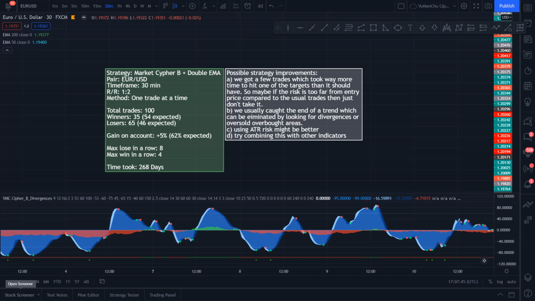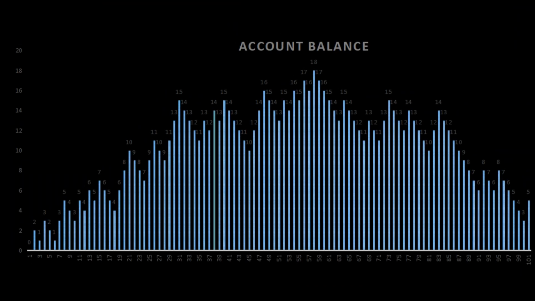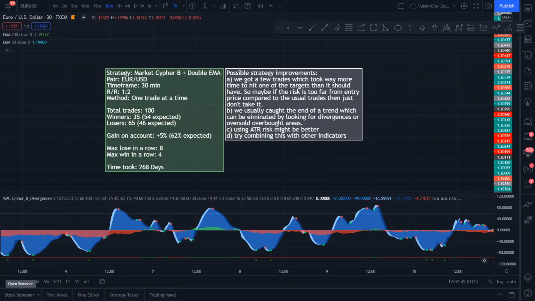Now let's see the account balance curve to get a clearer picture. Here you can see a chart which follows the account balance growth for this strategy. I can say that I don't see this kind of curve very often, and it doesn't look good to me. To sum up, I don't think it's a reliable strategy, but let's see some possible strategy improvements.